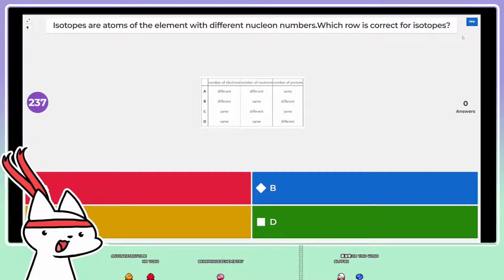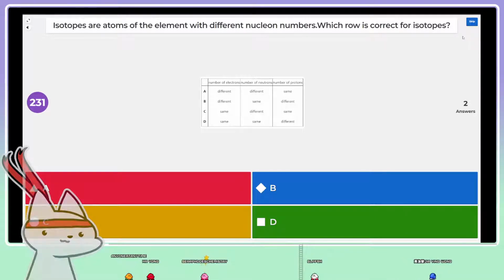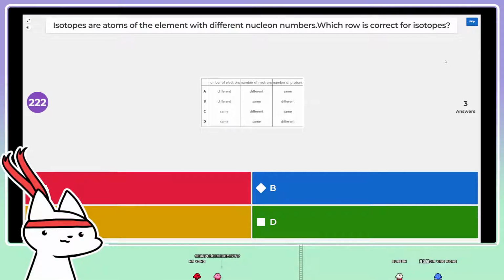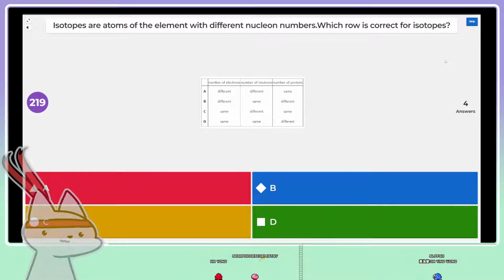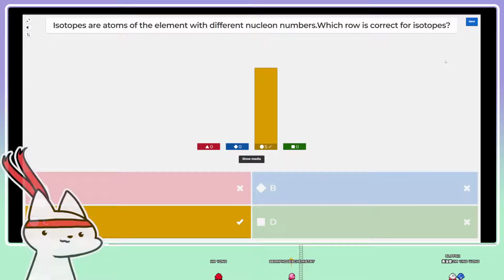Isotopes are atoms of elements with different nucleon numbers. Which row is correct for isotopes? Let me clarify. In lower secondary, Sec 1 and Sec 2, they talk about isotopes being same protons and same electrons. However, things change for Sec 3, Sec 4 and O levels. All you need is same protons, different neutrons. Electrons, whether the same or different, does not matter. You can have an isotope that is an ion, or an isotope that is an atom. Everyone got it correct? That's good.